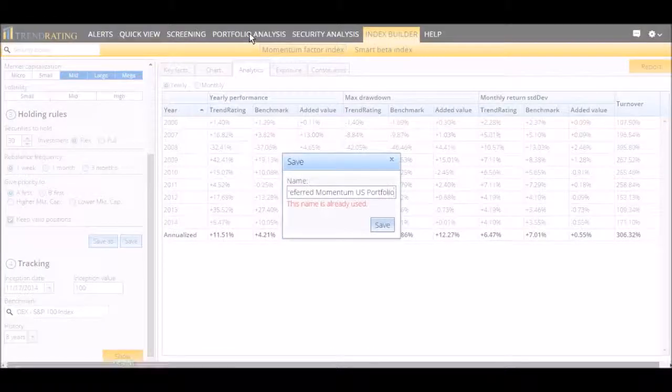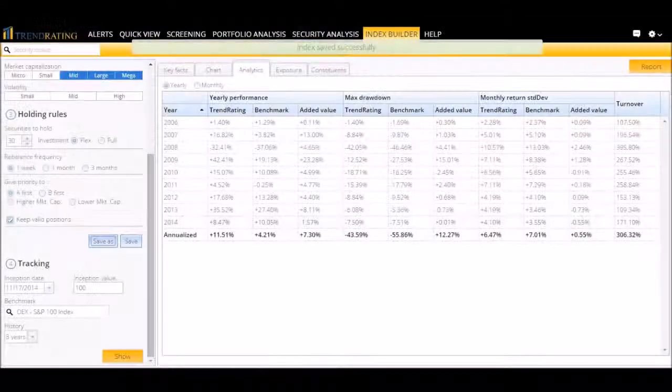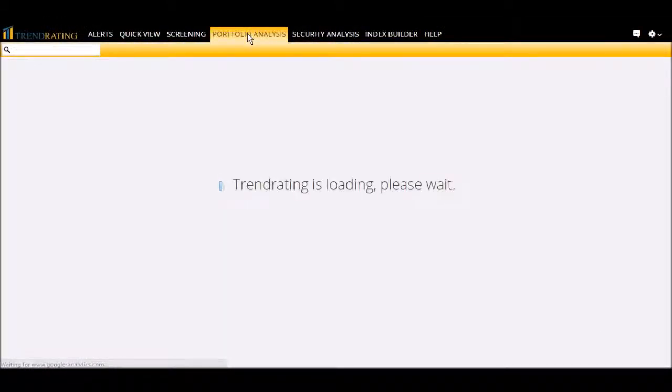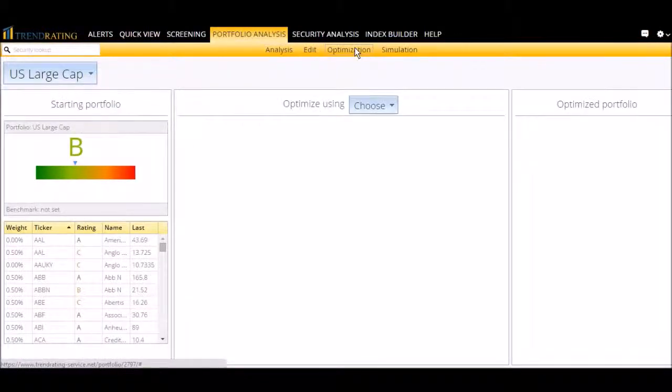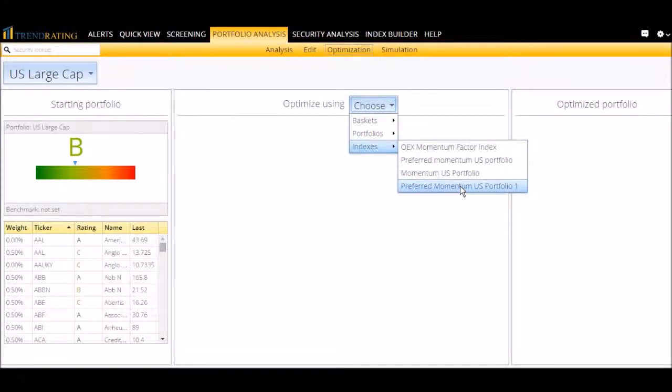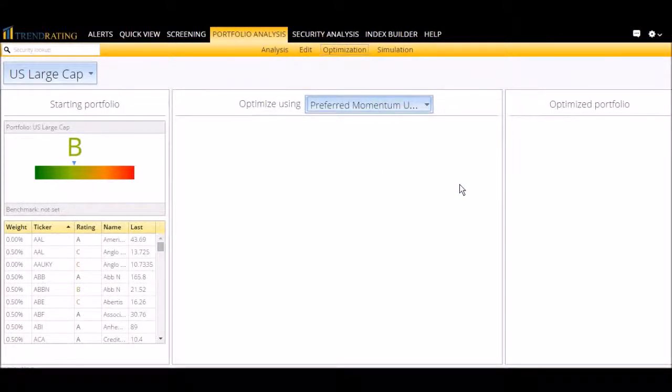In order to do so, I go to Portfolio Analysis and upload my actual current real US portfolio, and I see I have the same problem. 36% of stocks that are not good at all. I then move to the optimization function and I choose the strategy that I built just a few moments ago, which is my Momentum US portfolio, and the work is done for me.